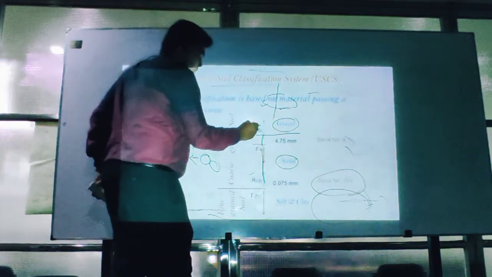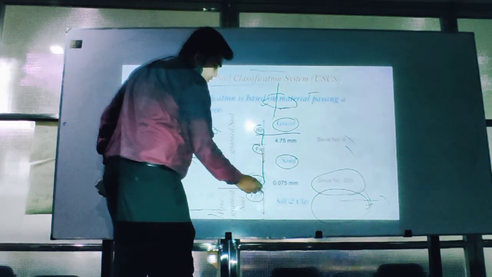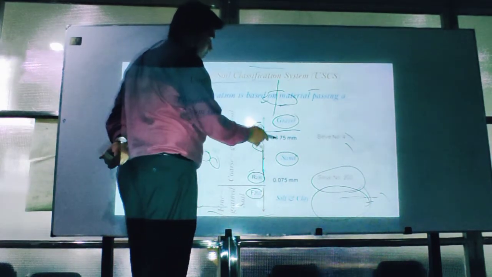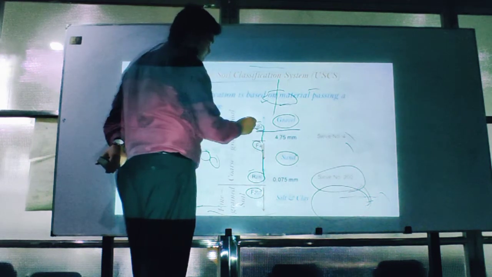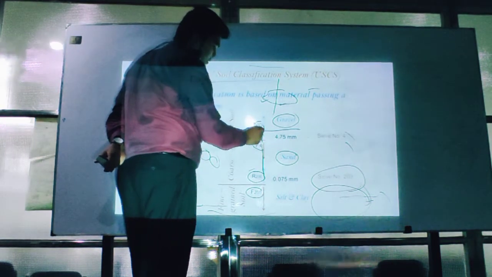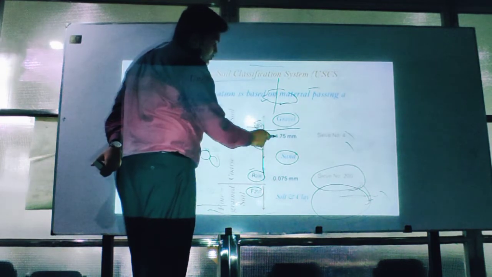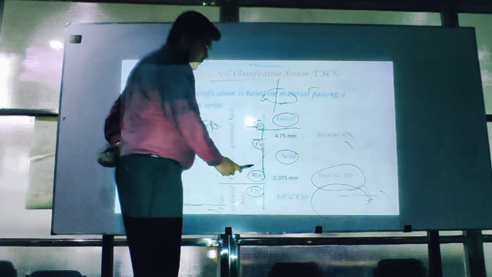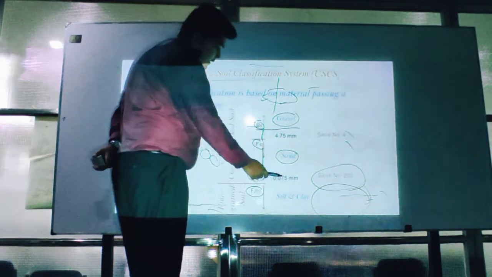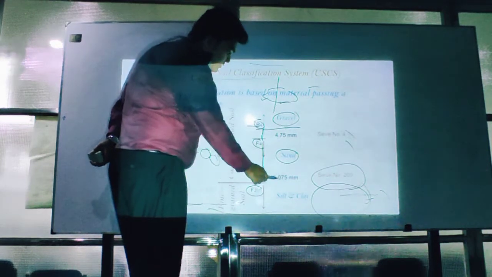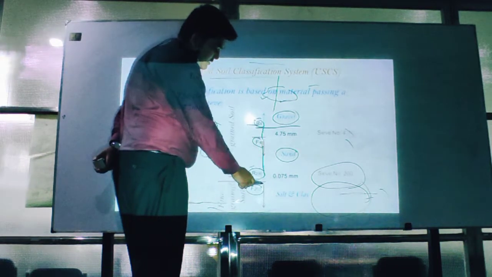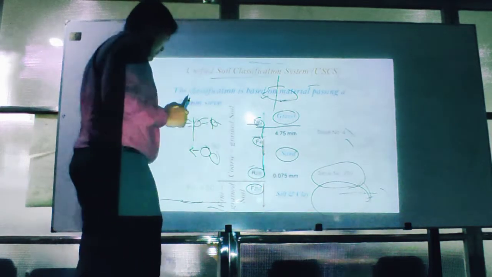Here are some terms: R4, F4, R200, F200. R4 means the percentage retained above 4.75 millimeters. That means it is gravel. F4 means the percentage passing through 4.75 millimeters. That means it is sand. R200 means the percentage retained on 0.075 millimeter. That is also sand. And F200 is the percentage passing through 0.075 millimeter. That is called silt and clay.